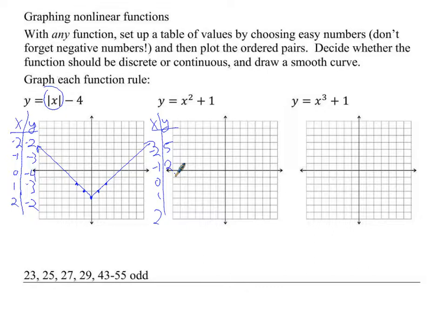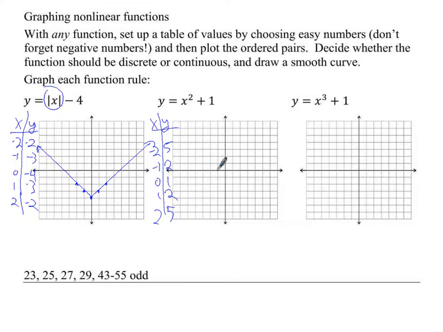And then we have 0 squared, which is 0 plus 1 is 1. And then we have 1 squared, which is 1, and then 1 plus 1 is 2. And then we have 2 squared, which is 4, and then 4 plus 1 is 5. So now we have these ordered pairs.